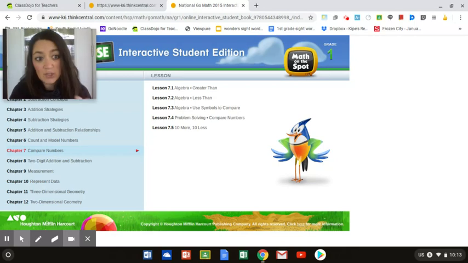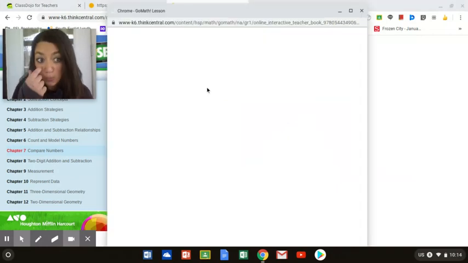Now we're trying to switch gears. Time to switch gears for math. Today we are on chapter 7, unit 1. We are talking about greater numbers. So we'll look a little more into that. So here we go.